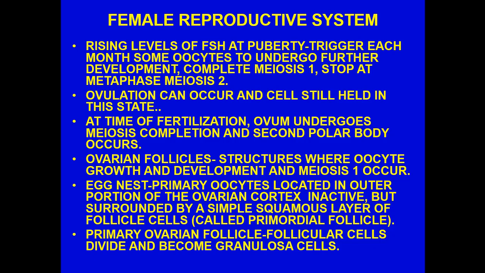They're located in the outer portion of the ovarian cortex. They're inactive, though, but they're surrounded by a simple squamous layer of follicle cells. This is referred to as a primordial follicle. Now, primordial follicle will move into the next stage, primary ovarian follicle. That's when follicular cells start to divide.